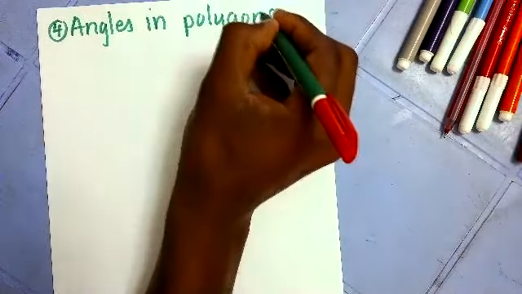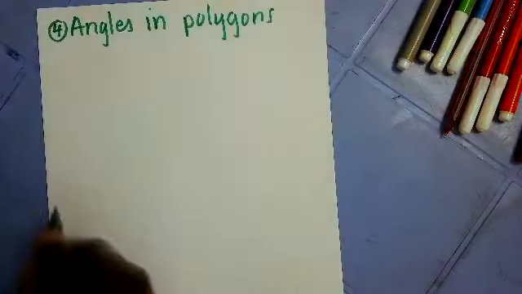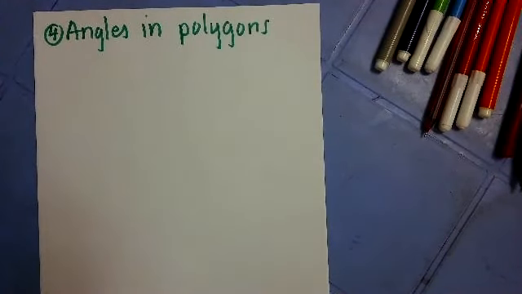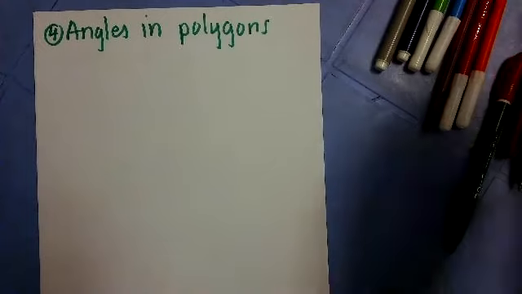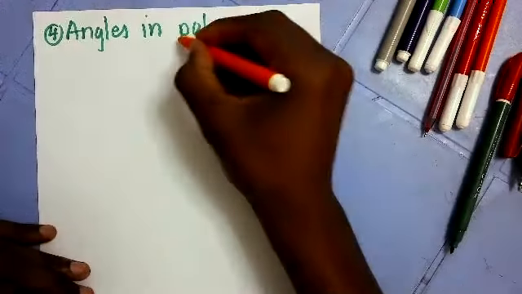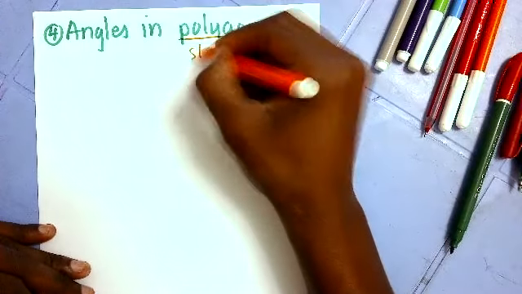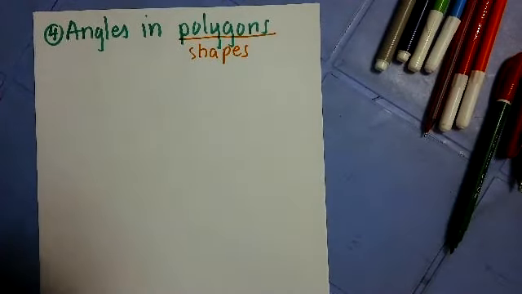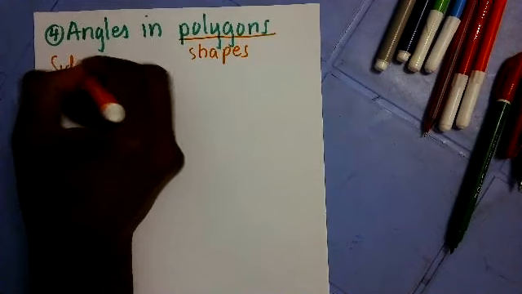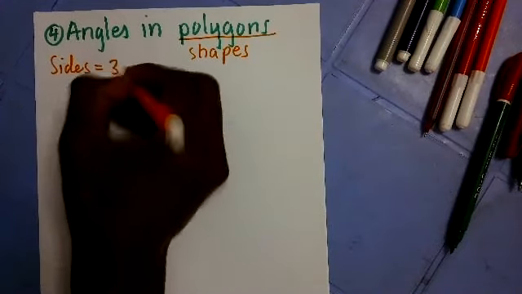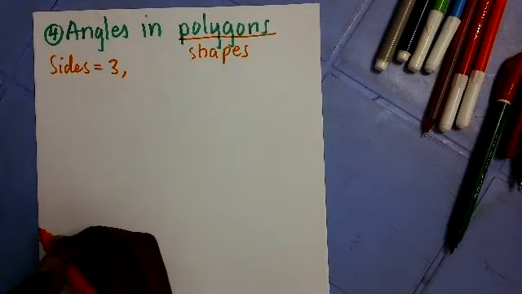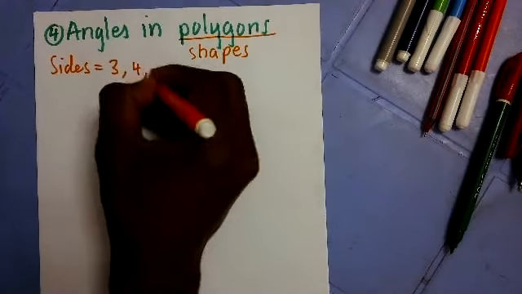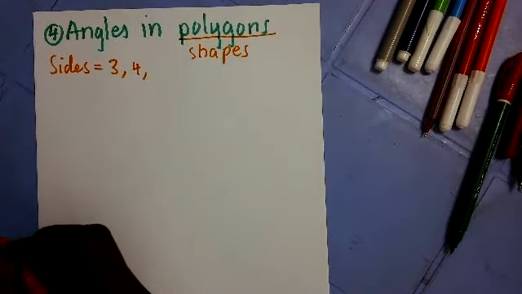Angles in polygons. So when we are looking at angles inside polygons, we have to look at many things. Number 1, when we are talking about the word polygons, we are talking about shapes. And we have got many shapes. We have got shapes which have a number of sides. Shapes with 3 sides are known as triangles. Then we have shapes with 4 sides, they are known as quadrilaterals.